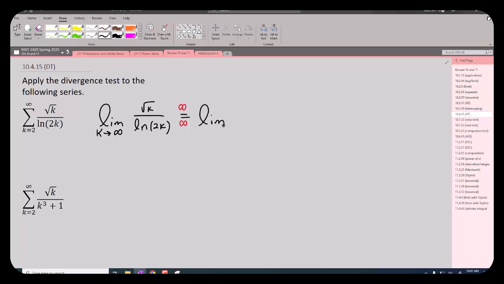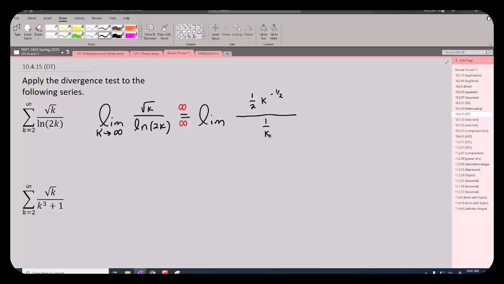So this will be the limit of the quotient of derivatives. In the numerator, we're going to end up with 1/2 k to the negative 1/2. In the denominator, we end up with 1 over k. Everyone agree on that denominator?